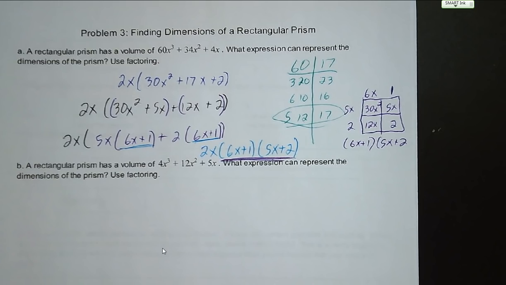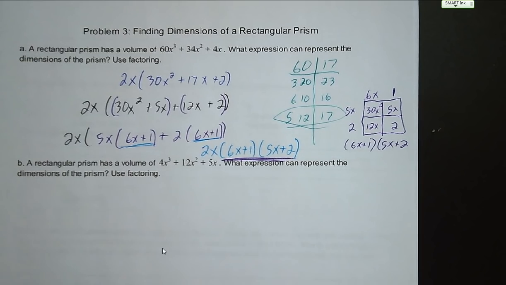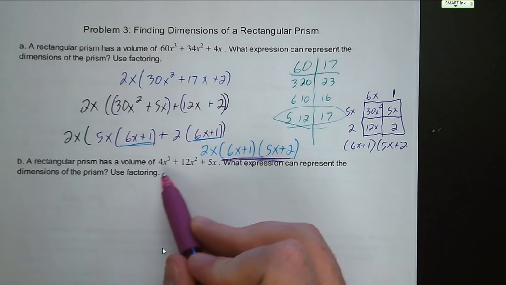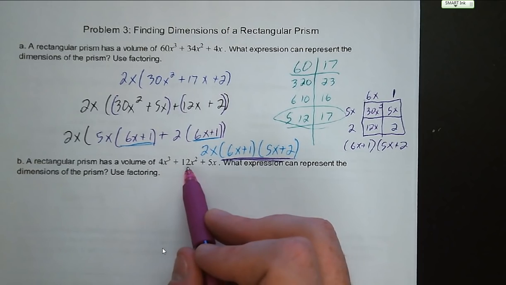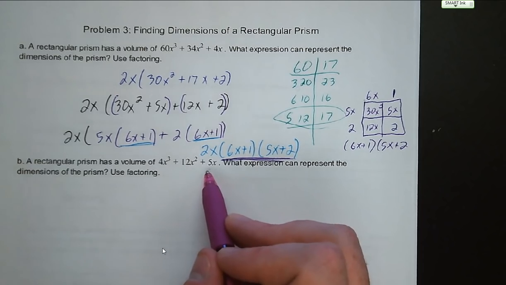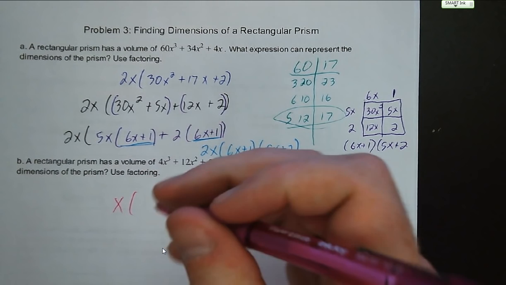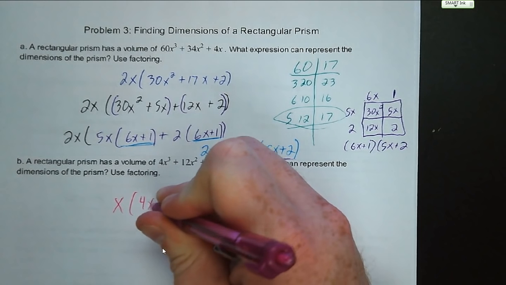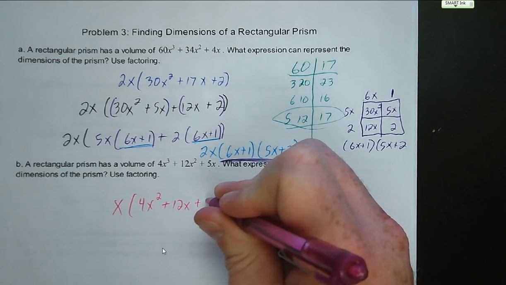Okay? All right, letter B, we've got a rectangular prism that has a volume of 4x cubed plus 12x squared plus 5x. What expression can represent the dimensions of this prism? Use factoring. All right, so first, look for common factors that we could pull out. Well, we got a 4 there in that one, but there's a 5 here, so looks like all we can bring out of this term is an x. And I'm going to be left with 4x squared plus 12x plus 5.